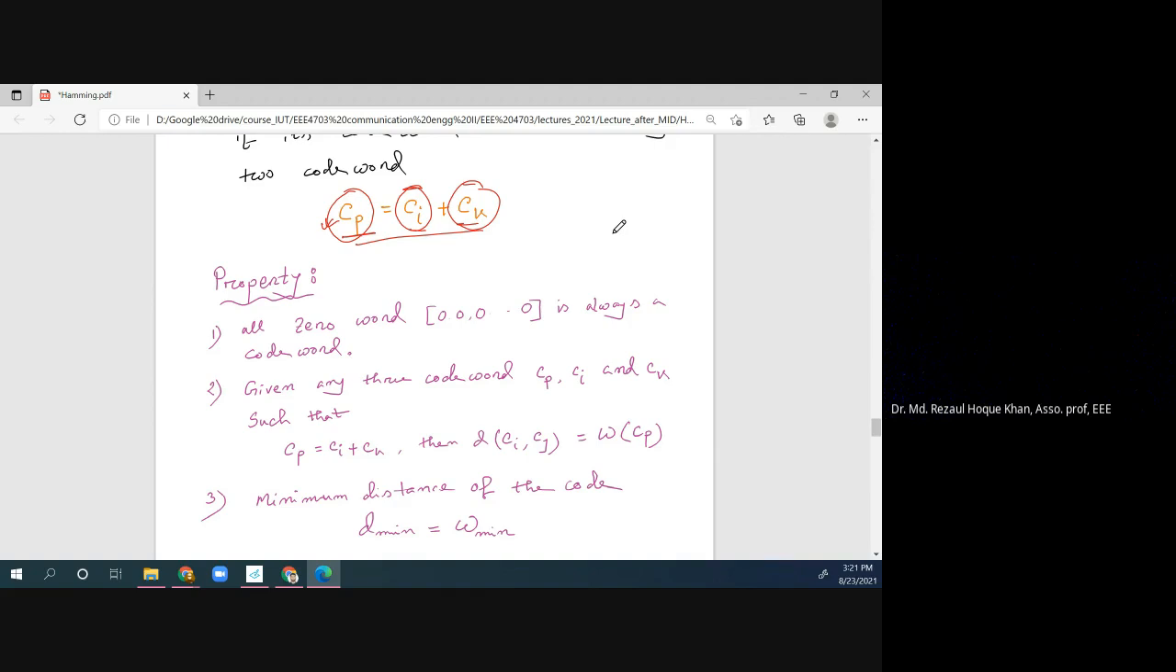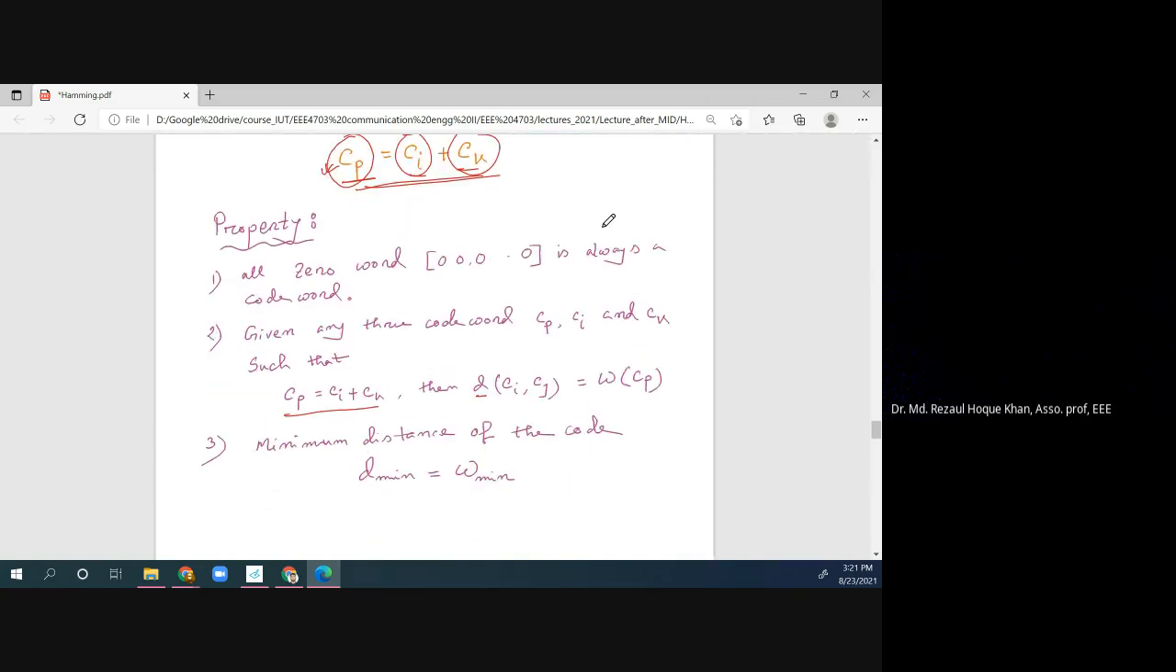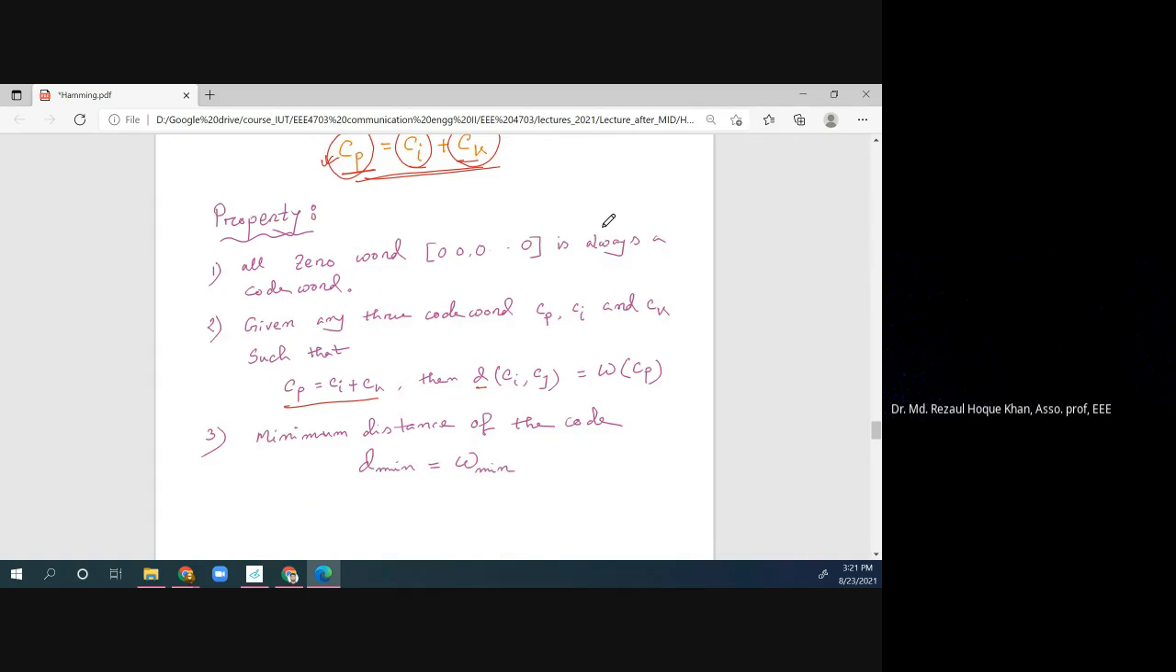Given any three codewords, such that this condition is fulfilled, which is actually this one. And this is D, the Hamming distance. What is Hamming distance? If you saw my previous recording on convolution, you probably already know Hamming distance.